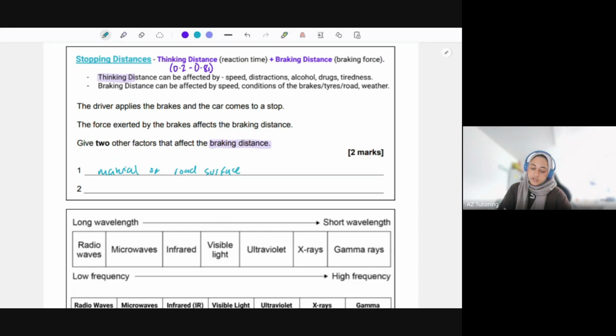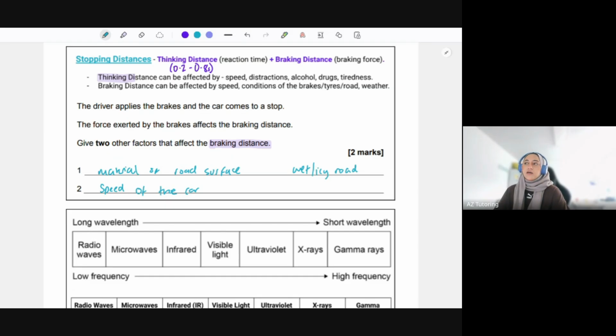You could say stuff like the speed of the car, because the faster you're going in a car, the harder it is to stop. That's the reason why near schools you've got a lower speed limit, 20 miles per hour, because you can stop a lot faster if your speed is low compared to if you were going faster. You could say wet or icy roads. You could say the gradient of the road. So if you're going down a hill, it's a lot harder to press the brakes because you're going a lot faster as well. So you could say that.